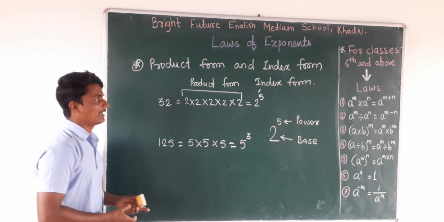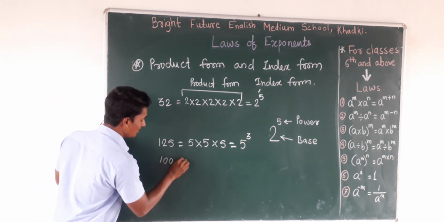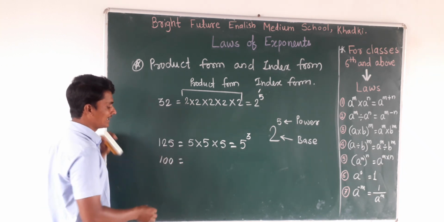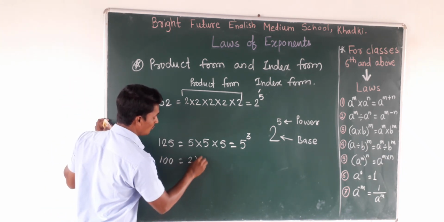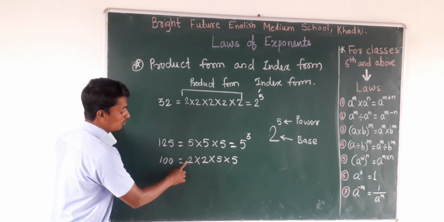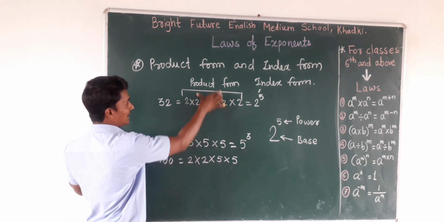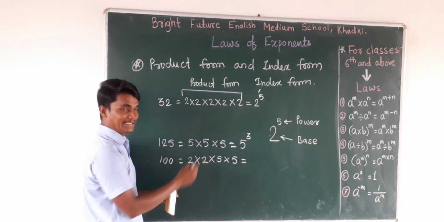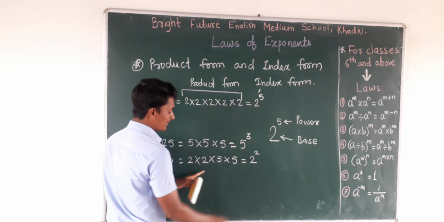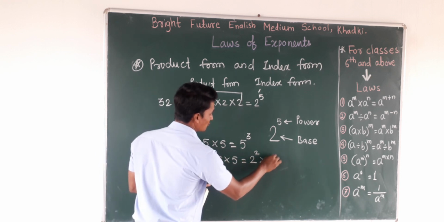Now we will also understand how to read it, with another example, 100. What will be the product form of this 100? 100 we can write as 2 multiply by 2 multiply by 5 multiply by 5. 2 2's are 4, 4 5's are 20, 20 5's are 100. So this is the product form and we can write it in index form. There are two 2's, so we write 2 raised to 2 multiply by, there are two 5's, so 5 raised to 2.